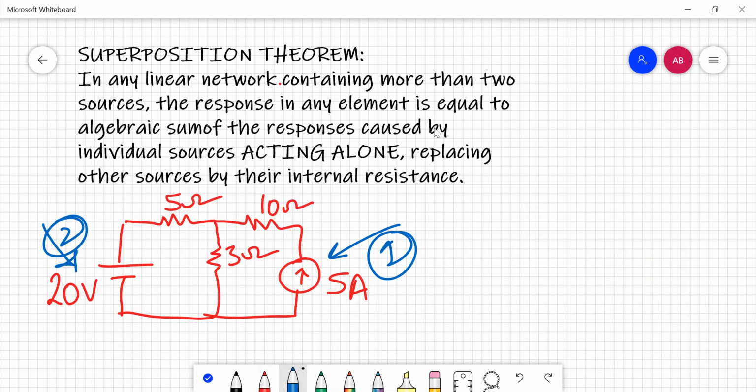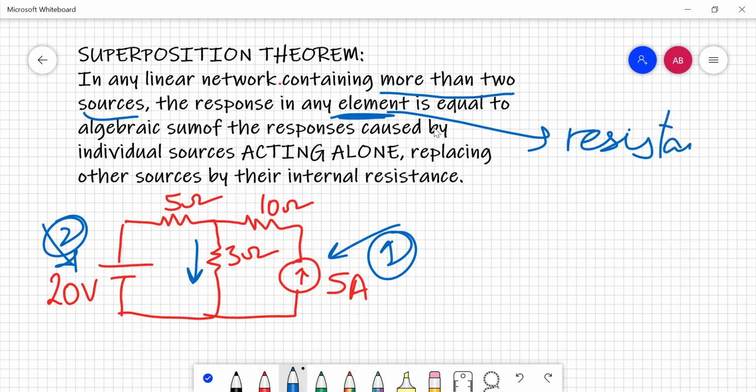So it says that if in any network there are more than two sources, the response in any element, let's say that I want to know the current in this 3 ohm resistor, so that becomes an element. Any resistor or capacitor or inductor, if that is an AC circuit, then that becomes the element in which we want to know the current, is equal to the algebraic sum of the responses caused by the individual sources. That means we have to consider as many cases as the number of sources present.